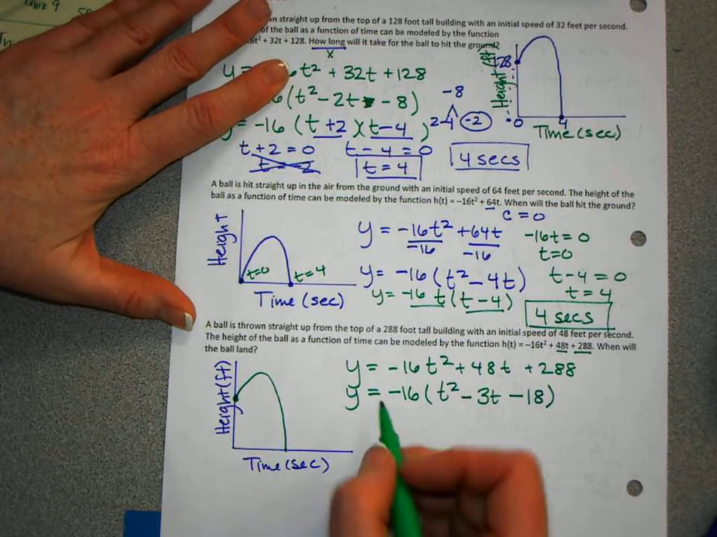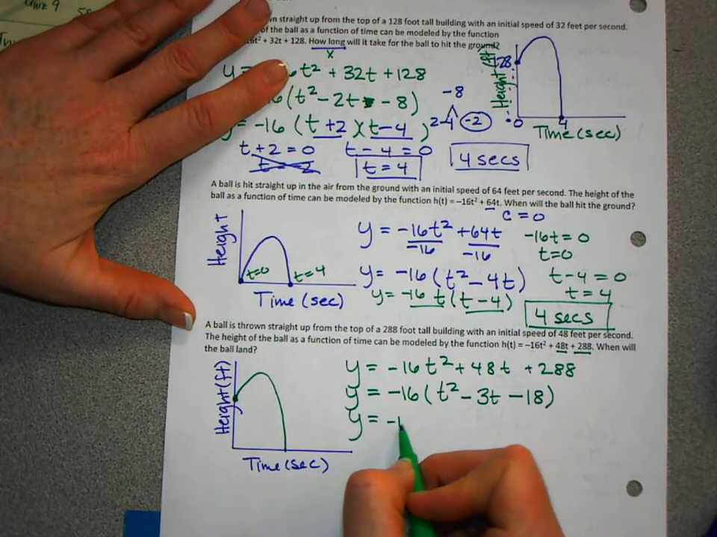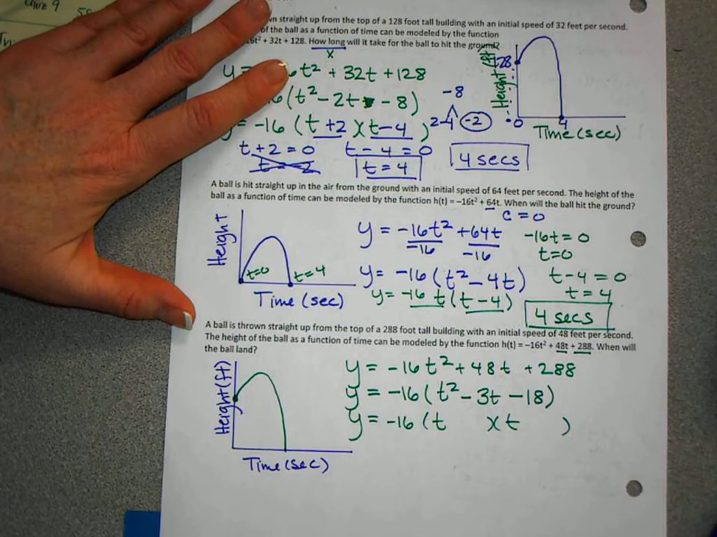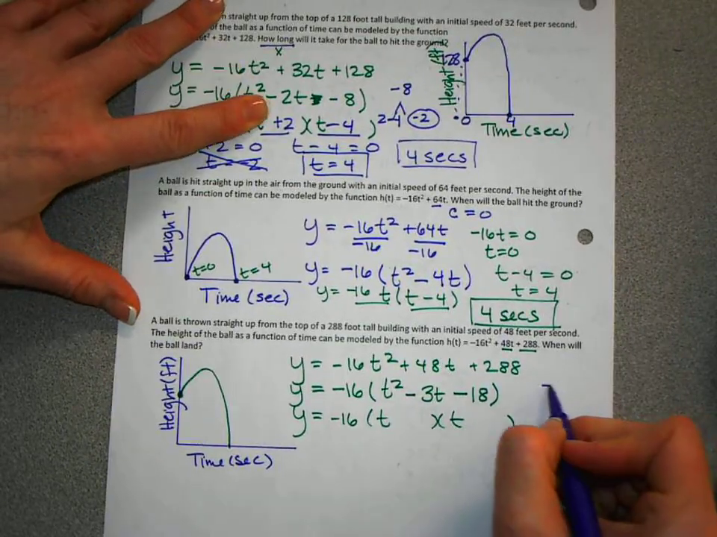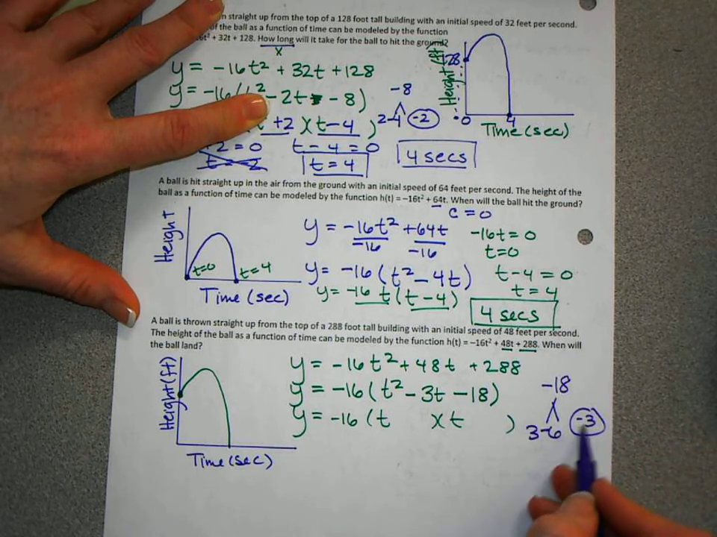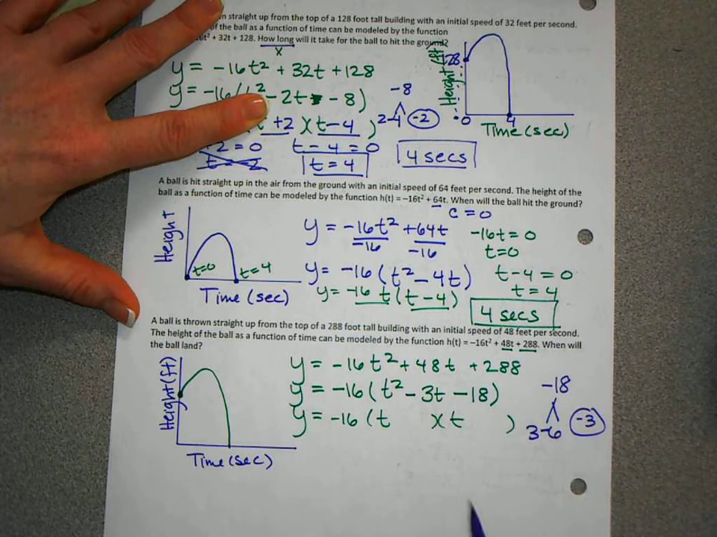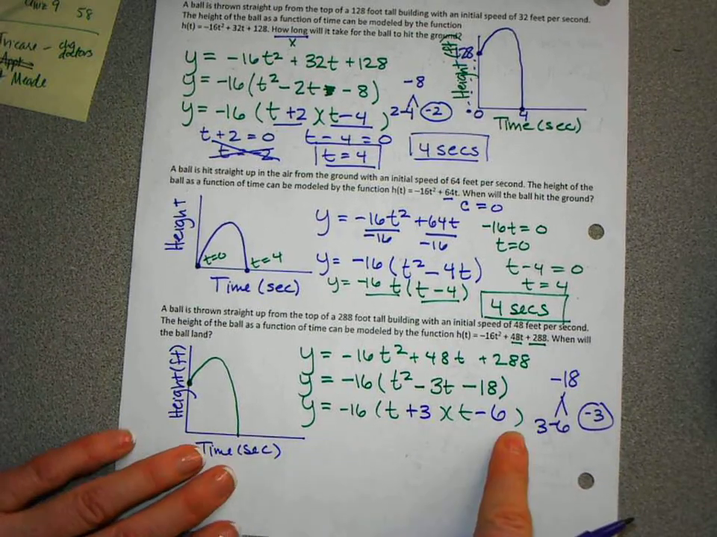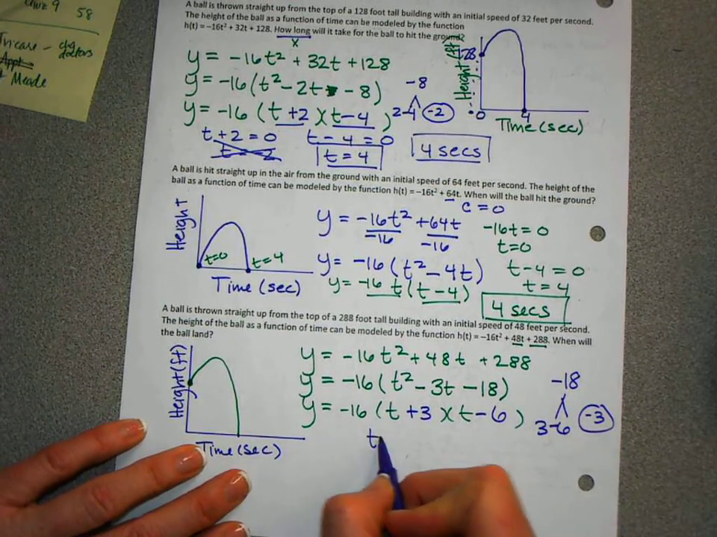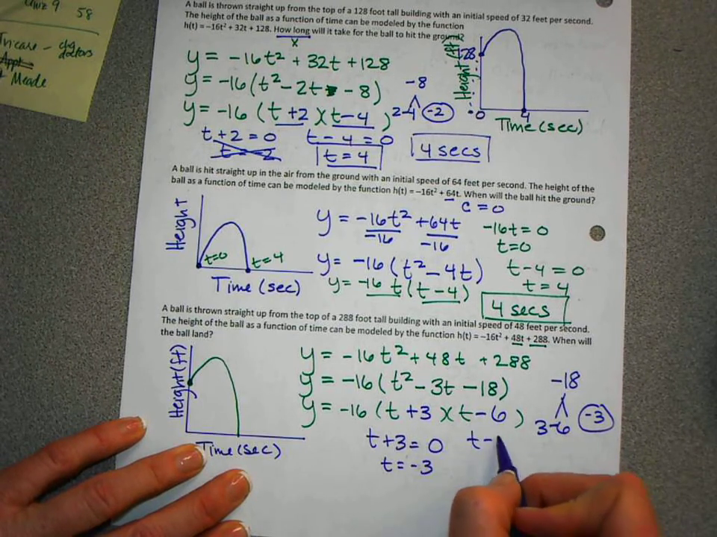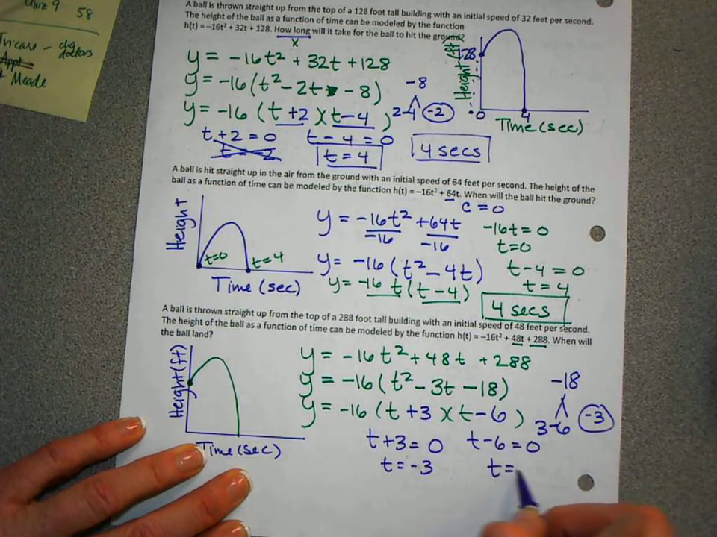Okay, well now we've got y equals -16 times, factor, factor. a is 1, so it's a simple factoring tree. We ask what multiplies to -18 and adds to -3. The signs have to differ. It'll multiply to -18 and add to -3: 3 and -6. We're not done yet. We've factored it. We set the factors equal to 0. t plus 3 equals 0, t equals -3. t minus 6 equals 0, t equals 6.